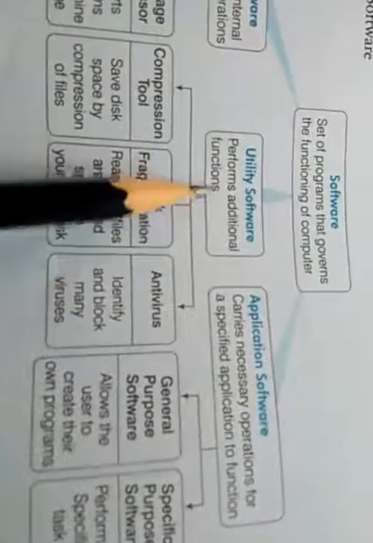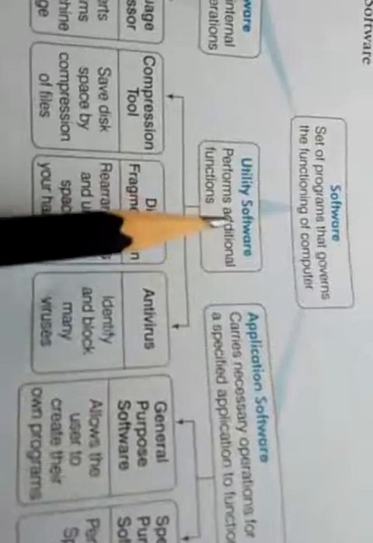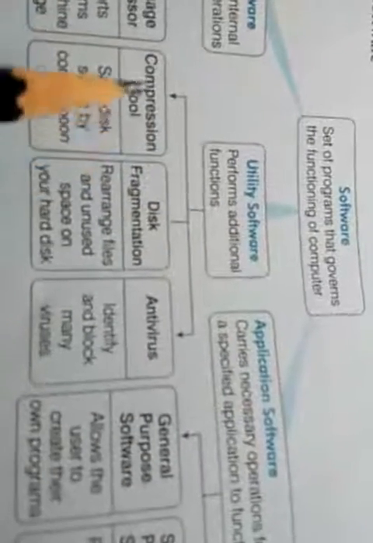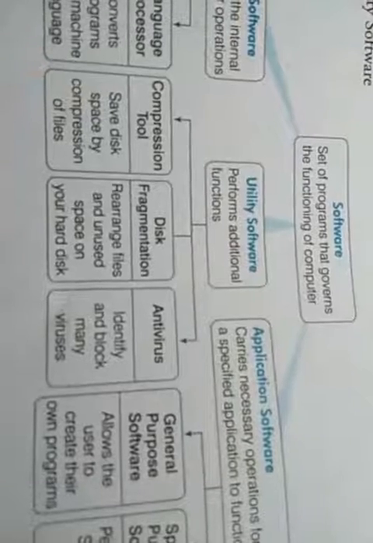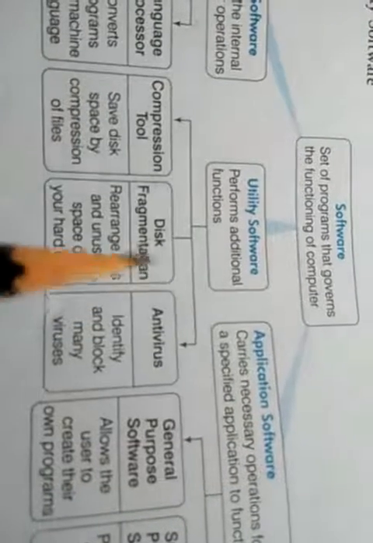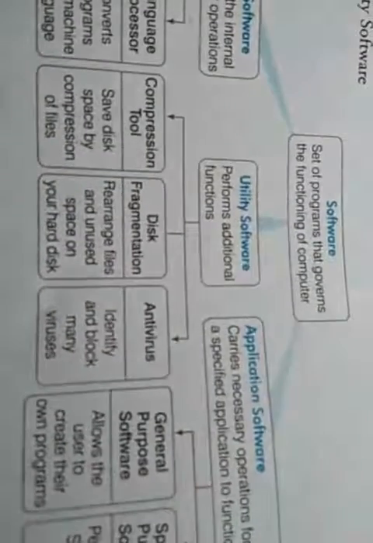And the utility software, these software are used for system maintenance and repairing, and examples of this are compression tools such as those that save disk space by compression of files, disk defragmenters, antivirus, and so on.